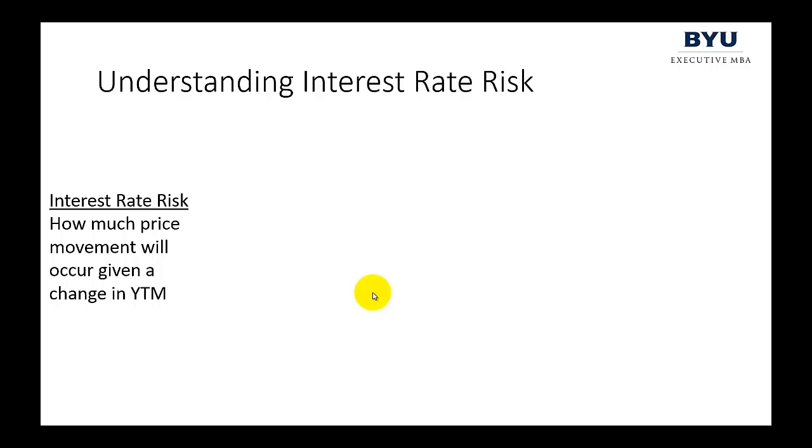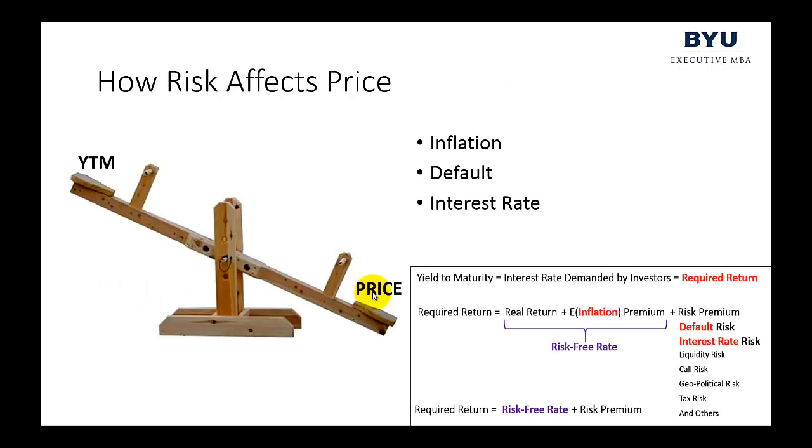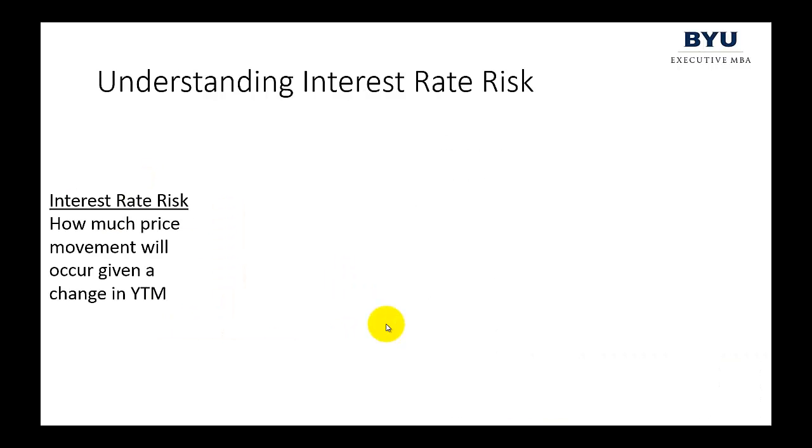Here is the definition of interest rate risk. Interest rate risk measures how much price movement will occur given a specific change in the yield to maturity. What I mean by that is you now understand that if yield to maturity moves, there will be an inverse movement in the price. But what you don't know is how big will that price movement be. And that's where interest rate risk comes in.